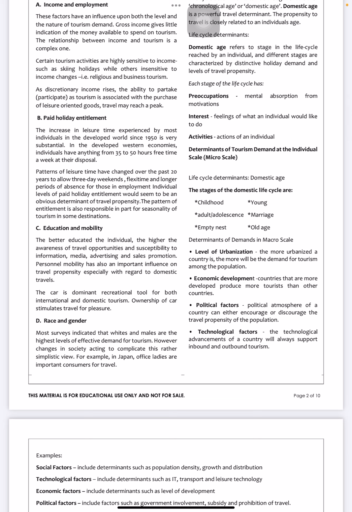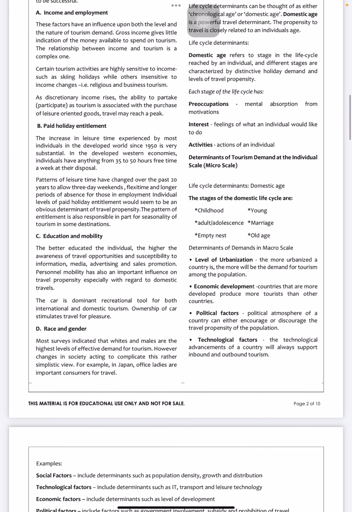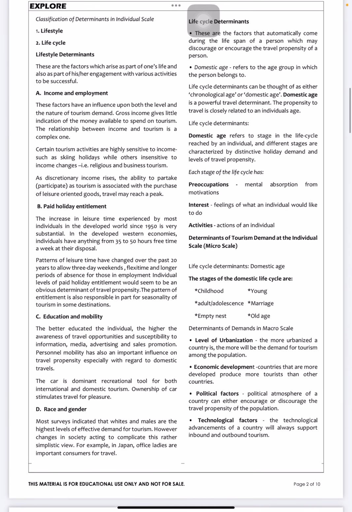Each stage of the life cycle has first, preoccupation, mental absorption from the motivations. When you say preoccupations, it is just simply absorbing the idea, just listening, without having captured or analyzed yet what it means. So, when you say interest, it is the feelings of an individual, what they would like to do. Like, for example, what you ought to do, what you wanted to do, where you wanted to go. Because that's what you want.